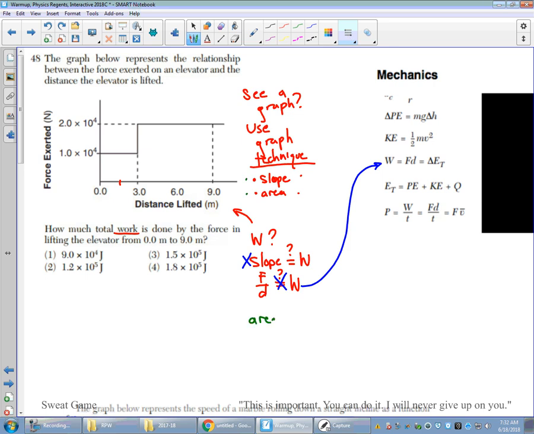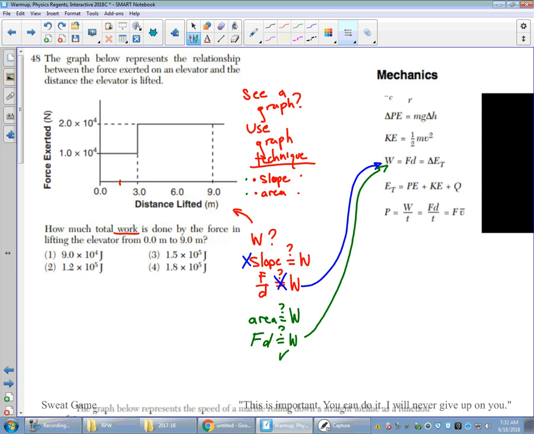Does the area equal work? Well, let's see. Area is base times height. That's actually force times distance. Does that equal work? Well, of course, we see it right there. It does. Now, here's the spot where people get caught.